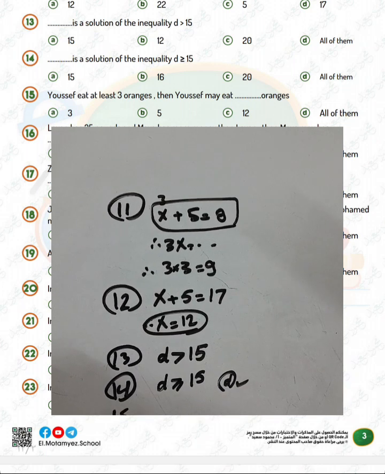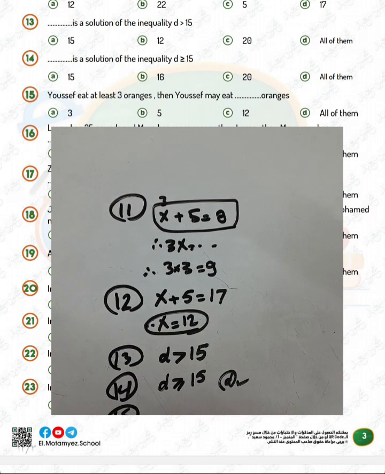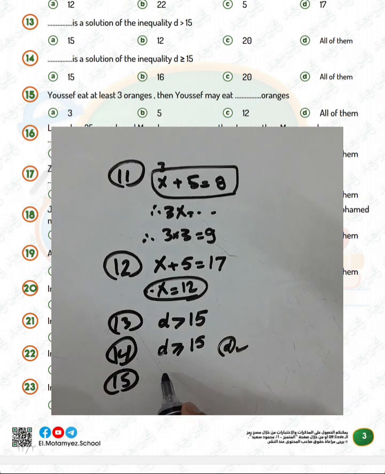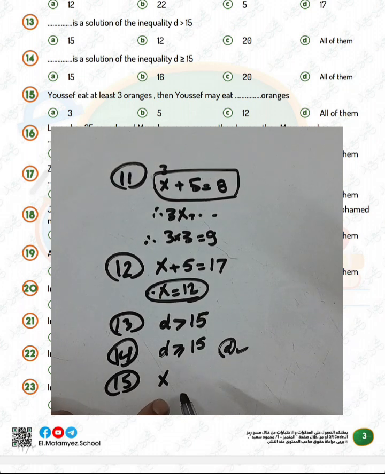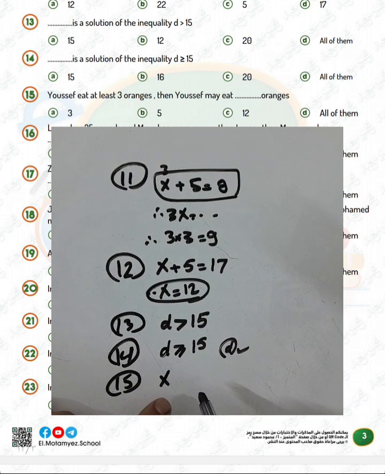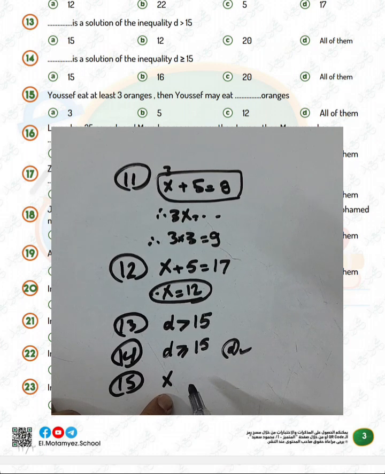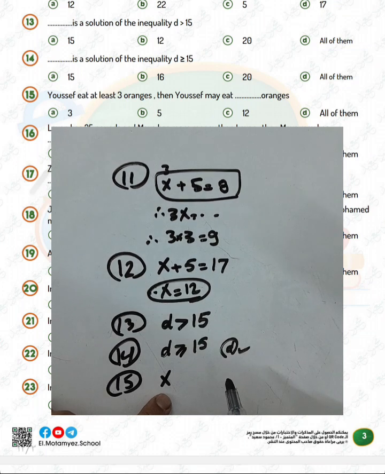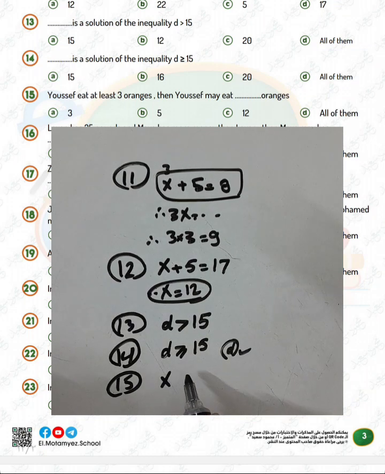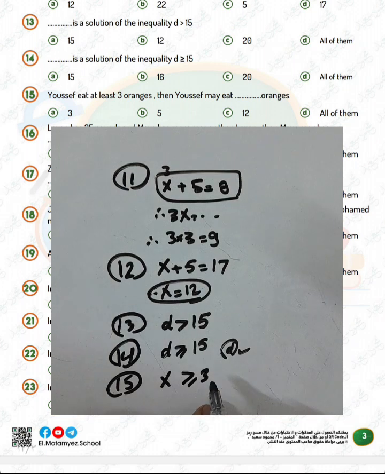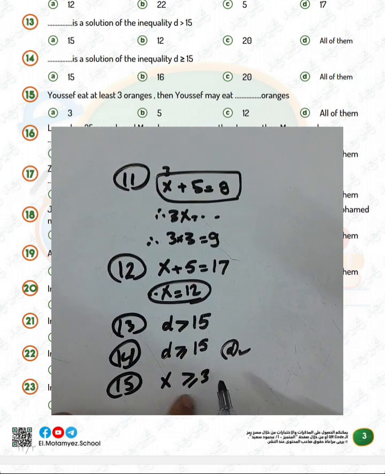Question 15. Yusuf ate at least 3 oranges. Then Yusuf may eat blank oranges. At least, what does it mean? If we put x here, referring to the number of oranges which Yusuf ate, at least 3 oranges, the result will be x greater than or equal to 3. At least 3, then x greater than or equal to 3.